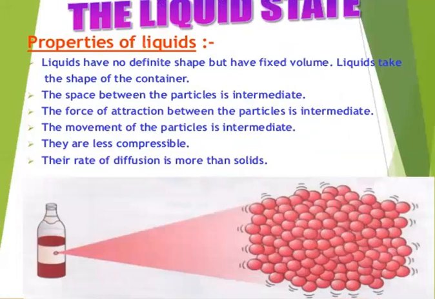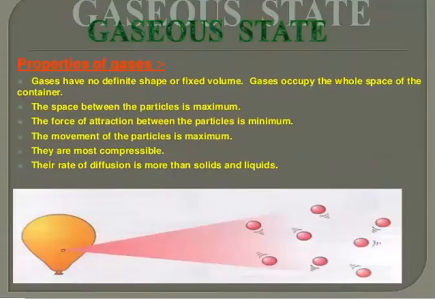Properties of liquids. Liquids have no definite shape but have fixed volume. Liquids take up the shape of the container. The space between the particles is intermediate. The force of attraction between the particles is intermediate. The movement of the particles is intermediate. These are less compressible. The rate of diffusion is more than that of the solids.